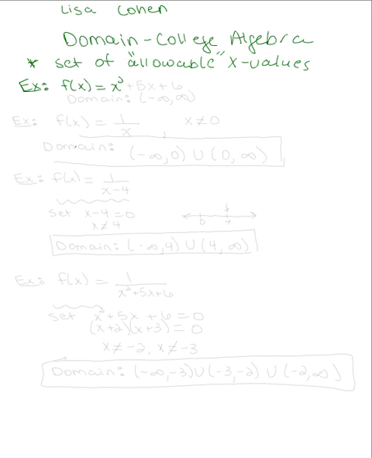If I give you a polynomial x squared plus 5x plus 6, notice how there are no denominators or variables in the denominator. And we don't have any square roots or even roots. The domain is all real numbers, or in interval notation, negative infinity to infinity.